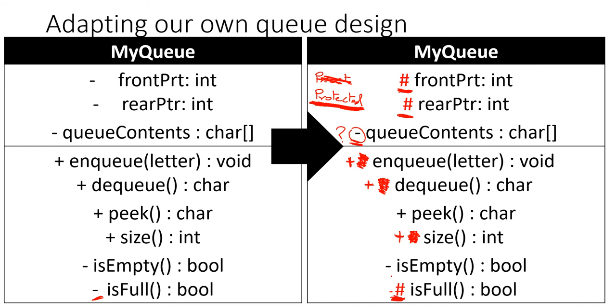So the three access modifiers: public, private, and protected. Public, accessible from outside the class. Private, not accessible from outside the class. Protected, only accessible from any child, derived, or subclasses.